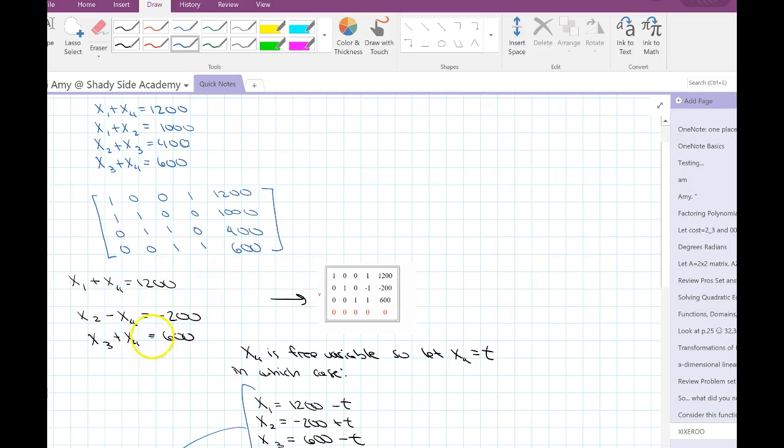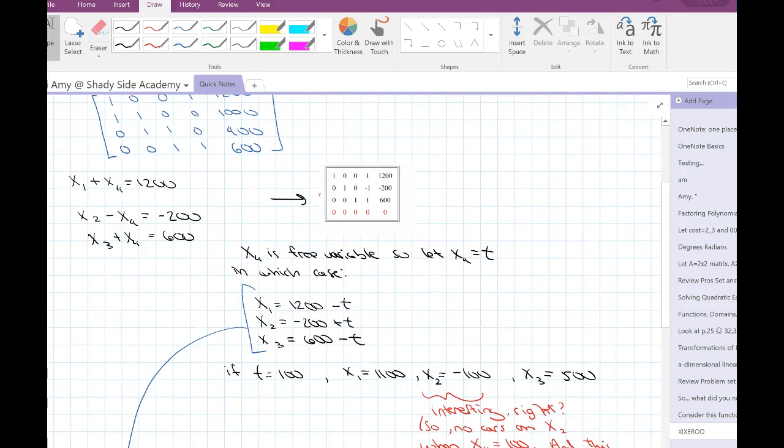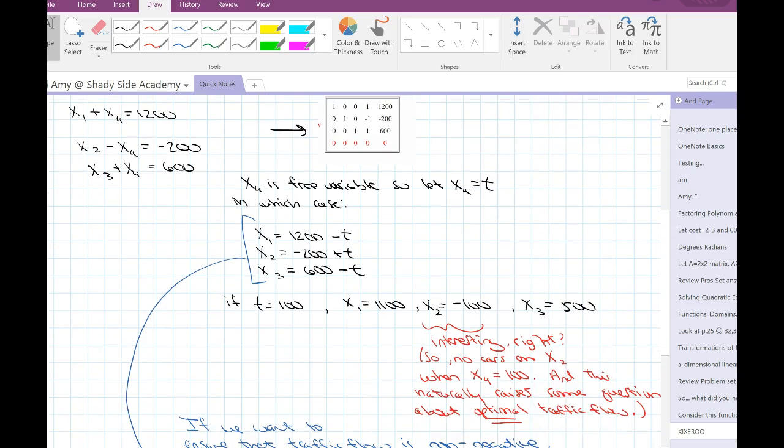I noticed that from these 3 equations, x4 is the free variable, so let x4 be the parameter t, in which case these 3 equations here become these 3 equations, all right? And if t equals 100, or if x4 is 100, the roadway x1 has 1100 cars, x2 has negative 100 cars, and x3 has 500 cars, when x4 has 100 cars.